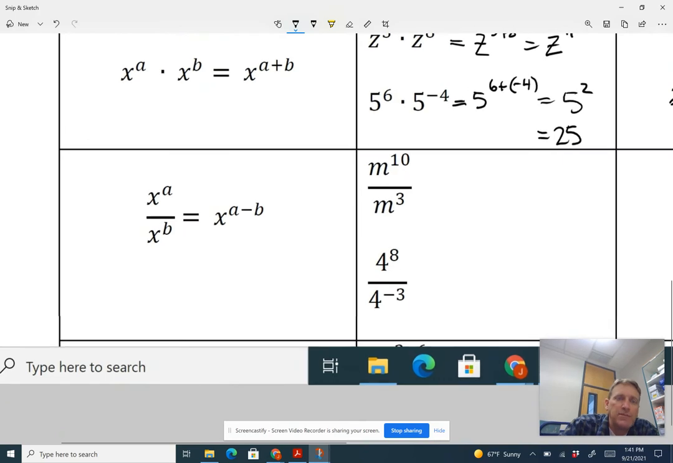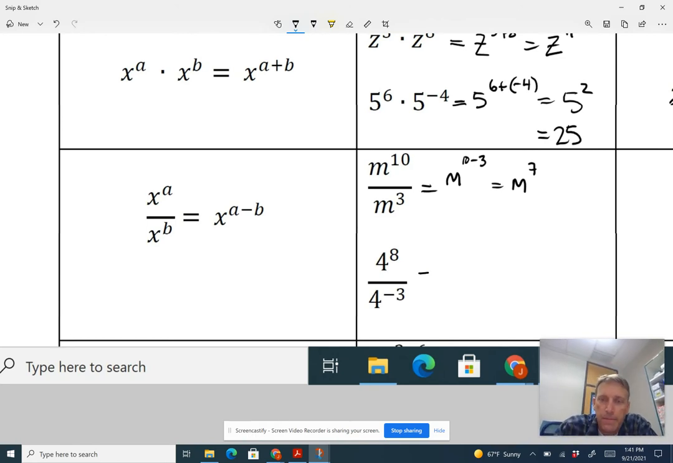And then what happens when you divide like bases? Well, if you multiply like bases, you add the exponent, so it makes sense that if you are dividing like bases, you'd subtract the exponent. So we had x to the a minus b, and this is m to the 10 minus 3 power, which is equal to m to the 7th power.